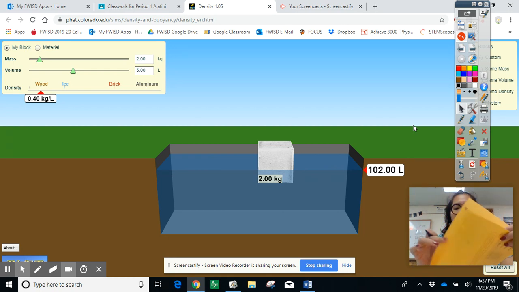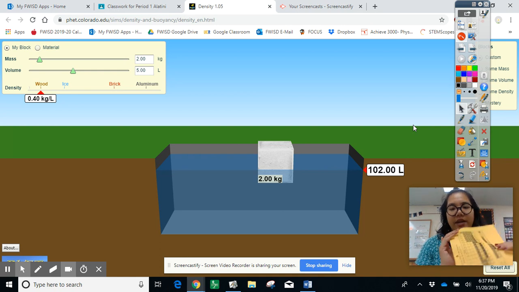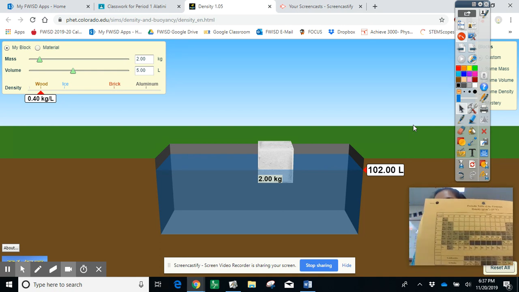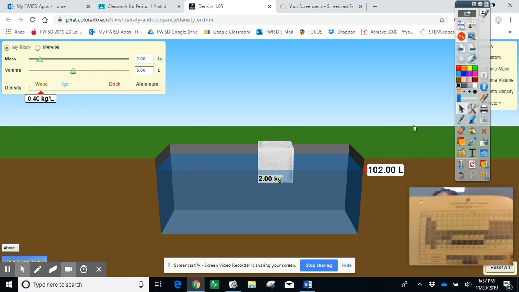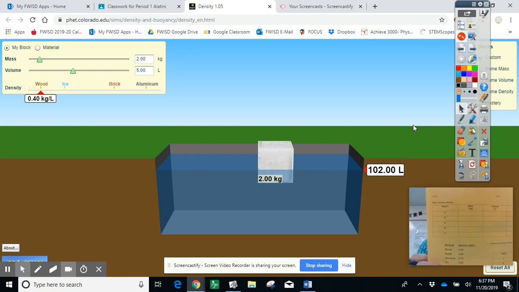Okay, you're going to do all of that and complete this page and this page and read the questions. This table right here is going to help you answer question number 4. Okay. There's also a backside. Do not forget to do the backside.